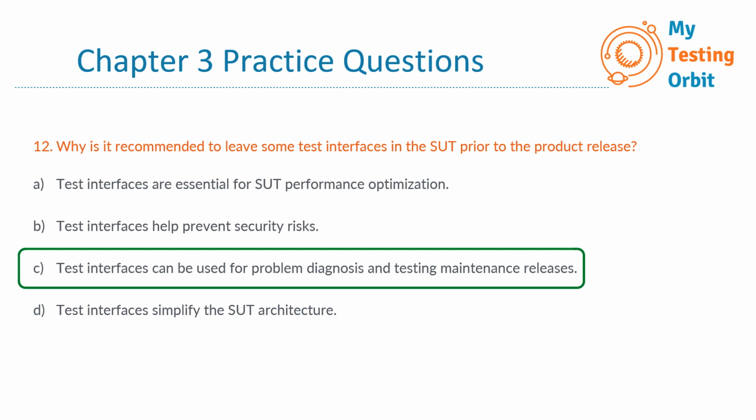Option B, test interfaces help prevent security risk. This option is also incorrect because while test interfaces should not pose any security risk, they do not actively prevent security risks. Option D, test interfaces simplify the SUT architecture. This option is also incorrect because test interfaces are added for diagnostic and testing purposes, and they may not necessarily simplify the SUT architecture.